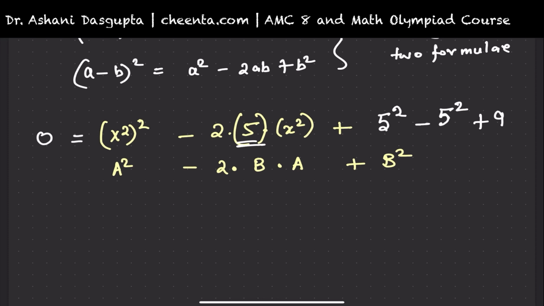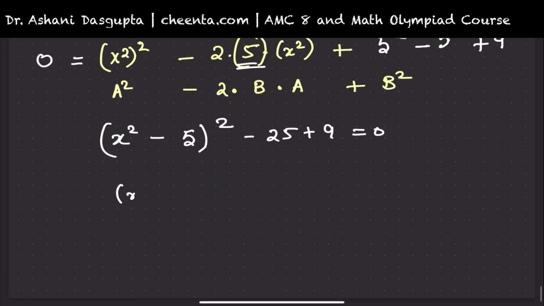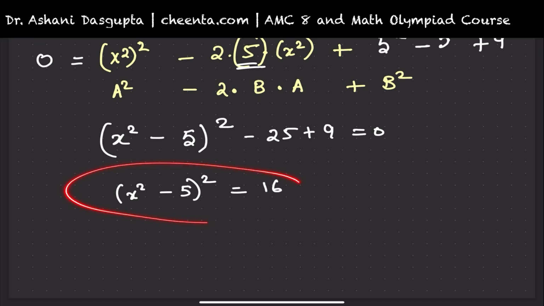So what do we have now? Well, we have x square minus 5 whole square minus 25 plus 9 equal to 0, which means x square minus 5 whole square equals to 16. This was in fact the original equation from the AMC 8 problem. So you would like to solve this. Now this one is quite easy to solve. We can take square root on both sides.